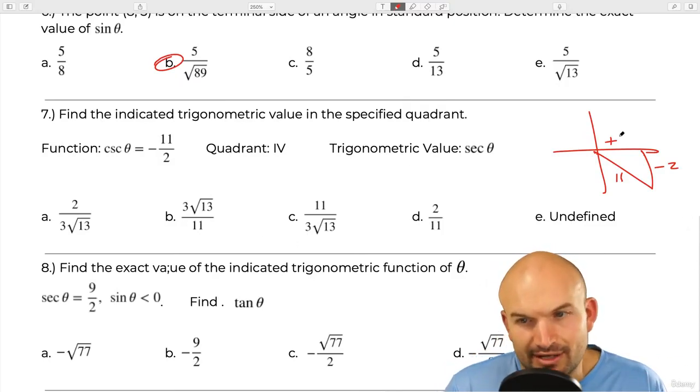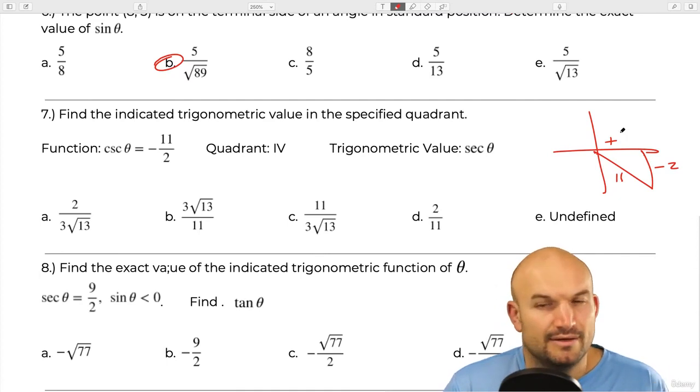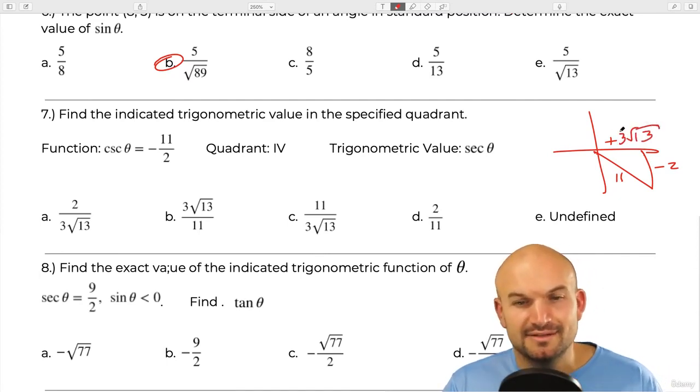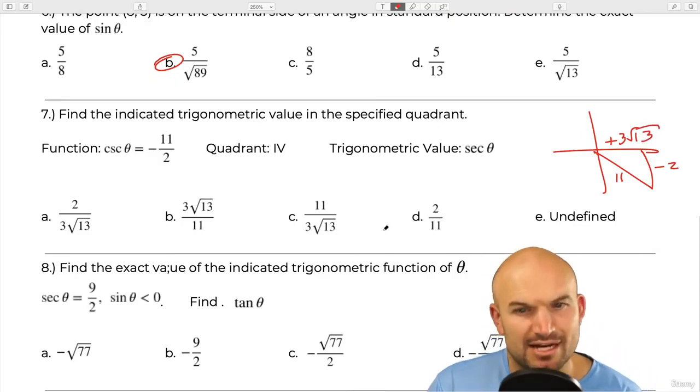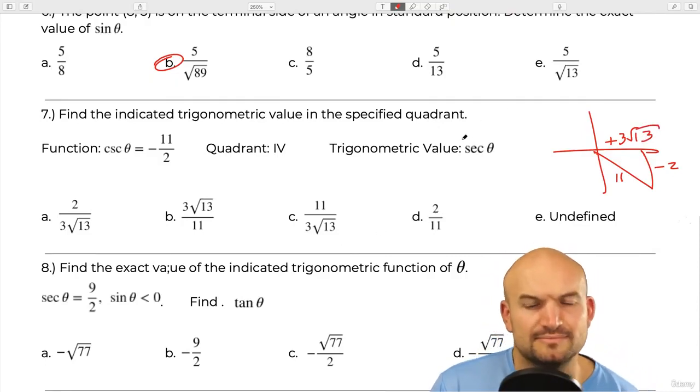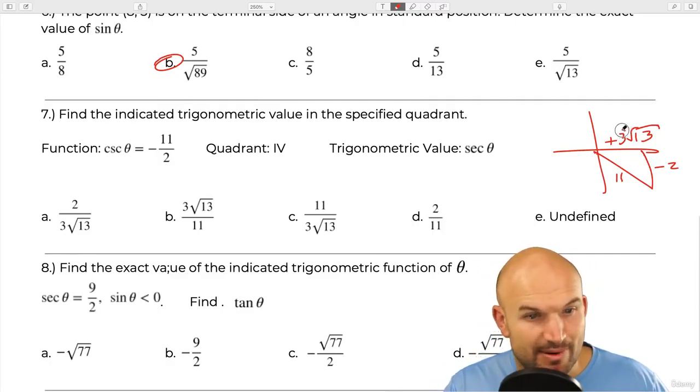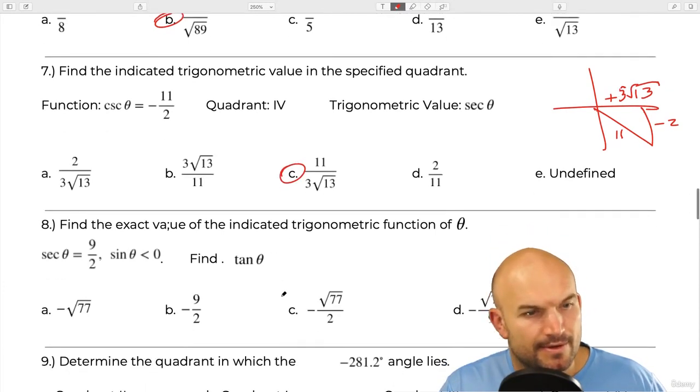I could use my math, but I could just say, all right, let's just go with that, right? It's not going to be 2 over 11. Actually, is it? No, it's secant. They're asking for secant. So that's going to be hypotenuse over that, which has to be positive. And the only answer that would work there would be C, which makes sense.